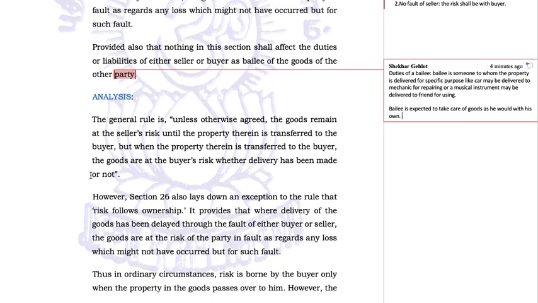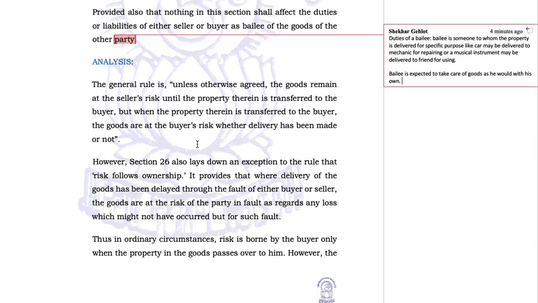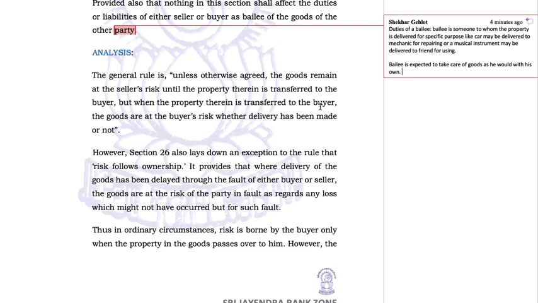The general rule is unless otherwise agreed, the goods remain at the seller's risk until the property therein is transferred to the buyer. But when the property therein is transferred to the buyer, the goods are at buyer's risk whether delivery has been made or not. This is the general rule, that once property in goods is transferred to the buyer, the risk will be with the buyer whether or not he has taken the delivery. But this Section 26 is an exception to the general rule.